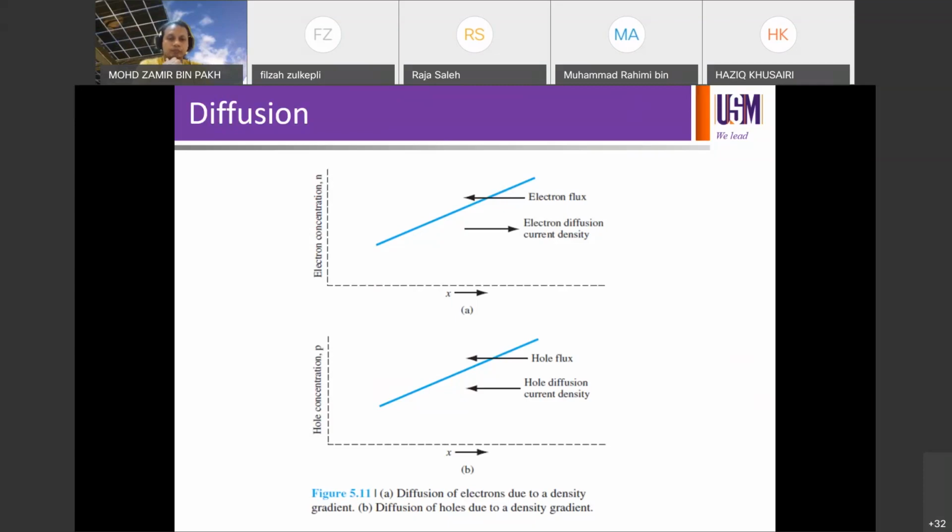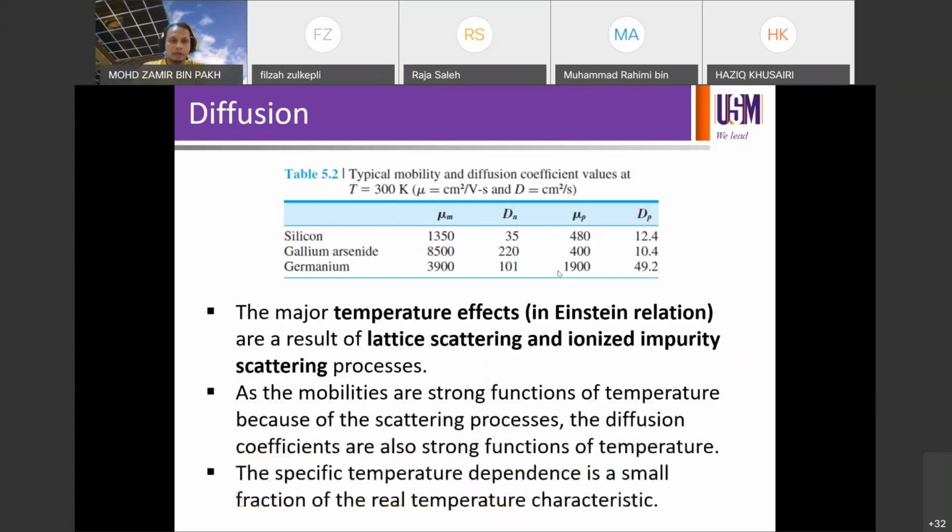On the other hand, if you look at this, the hole is moving to the left. If the hole is moving to the left, then the hole current density will be moving to the left as well, just like what we got on our drift current. Okay, this is another example. So let me finish it off here.